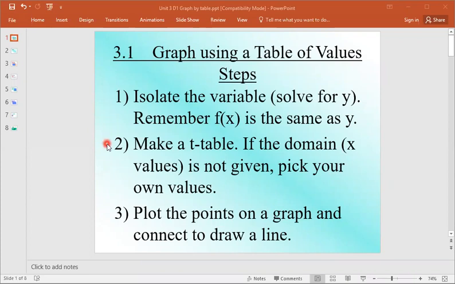Second, we need to make a t-table, in other words, a table of values. If the domain or x values is not given for your table, then pick your own values. And third, plot the points on a graph and connect to draw a line.